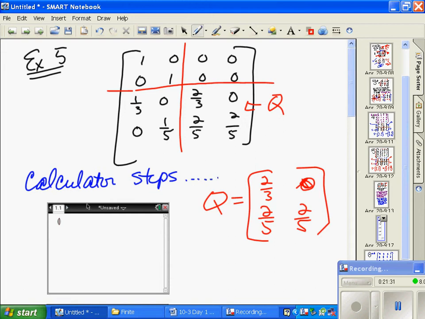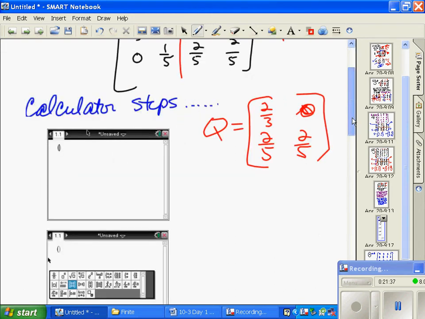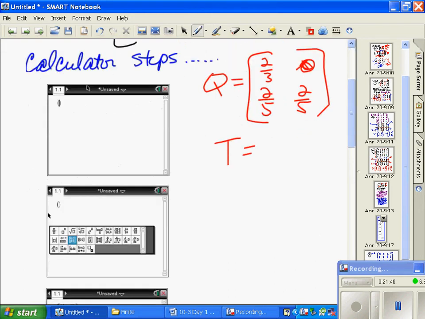Now, the nice thing about it is, yes, we can use our calculators. So we're going to be finding our T matrix, which is our identity minus our Q matrix, raised to the -1 power. Now notice Q is a 2 by 2 matrix, so that means I'm going to be finding a 2 by 2 identity. So I always start with parentheses. That's the first thing you need to do.